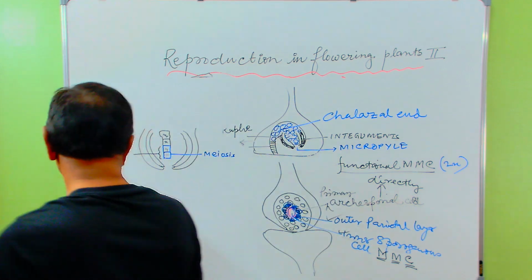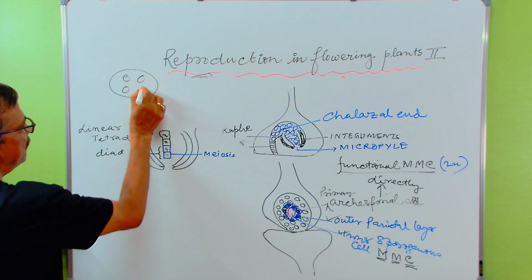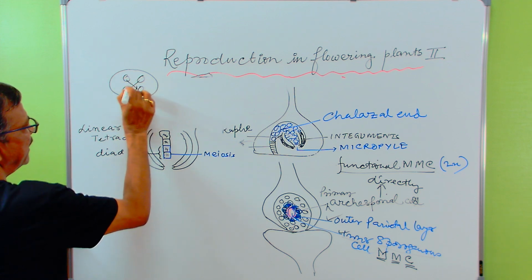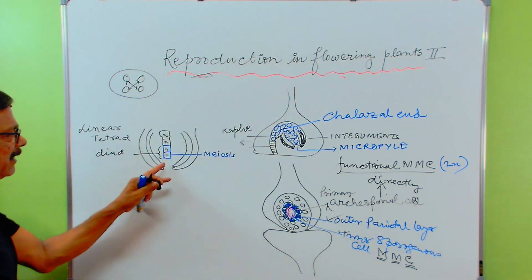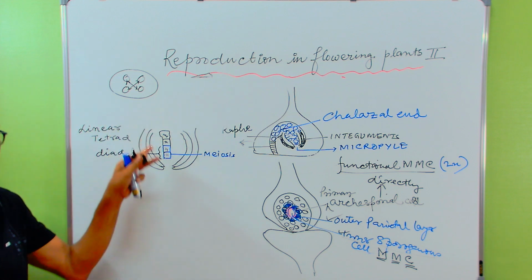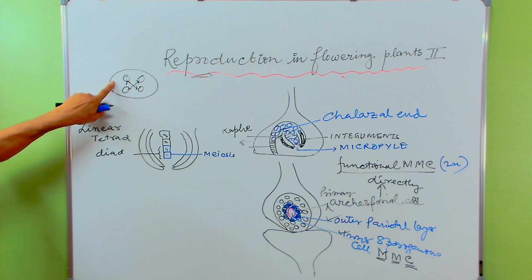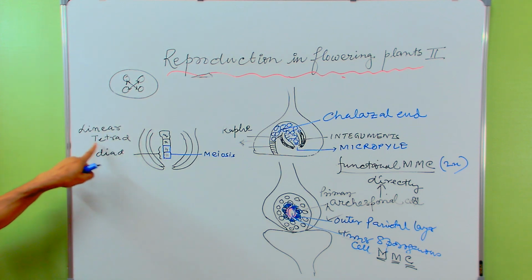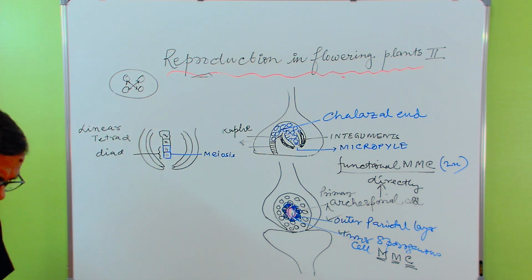I have told you the tetrahedral arrangement like this: 1, 2, 3, 4. This is tetrahedral. And here there are also 4. This is a linear tetrad. This is the difference. You should write, pinpoint this information. There is a tetrahedral arrangement there, and here it is a linear tetrad. 1, 2, 3, 4. Clear?